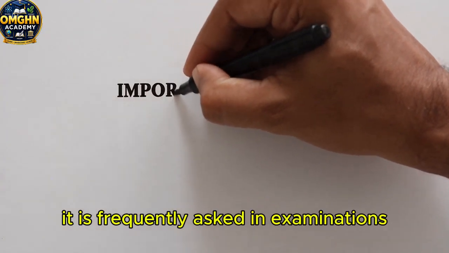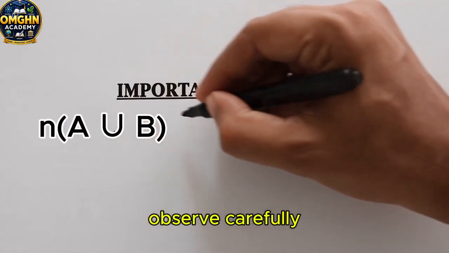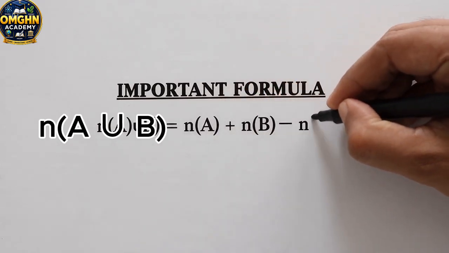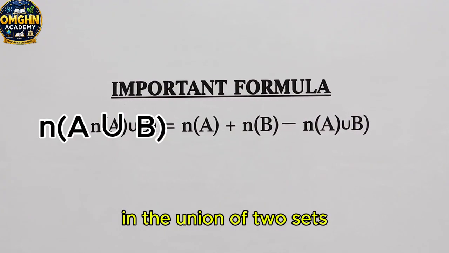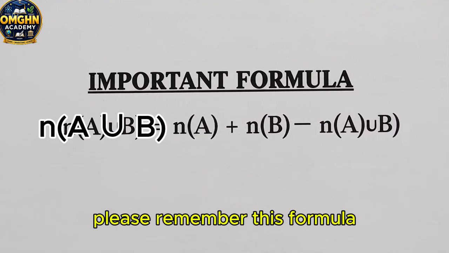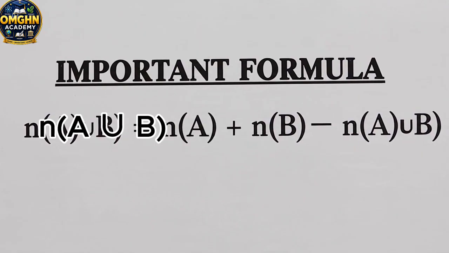Students, this is one of the most important formulas in this chapter. It is frequently asked in examinations. Observe carefully. This formula helps us calculate the total number of elements in the union of two sets. Please remember this formula. Pause the video and copy this formula.